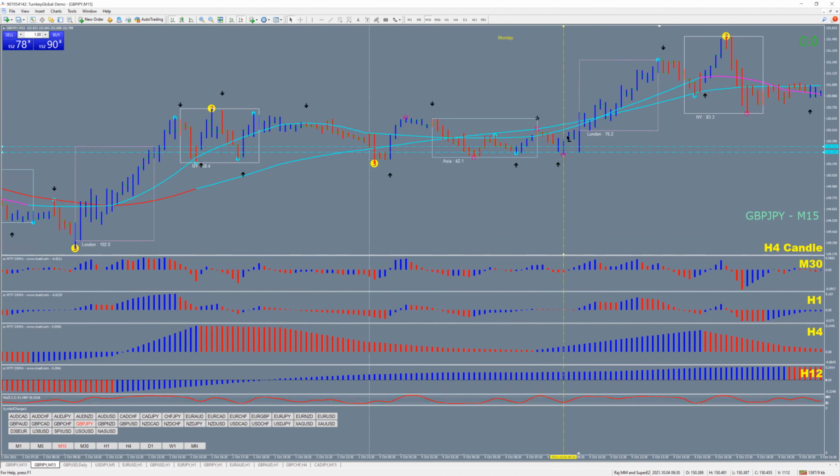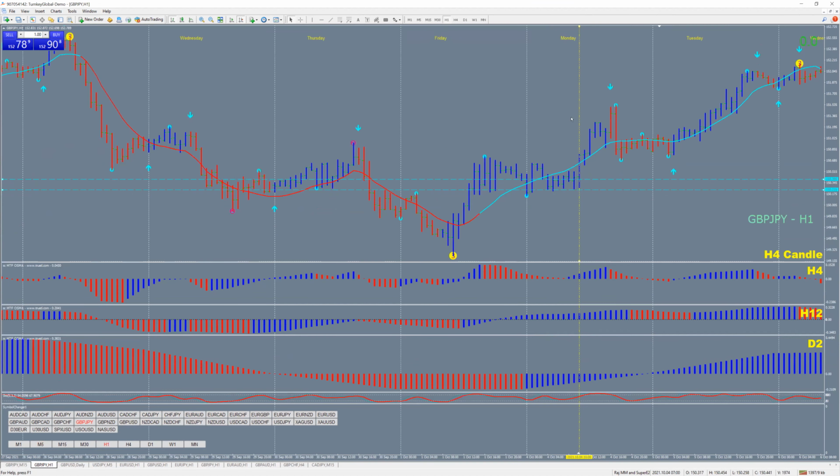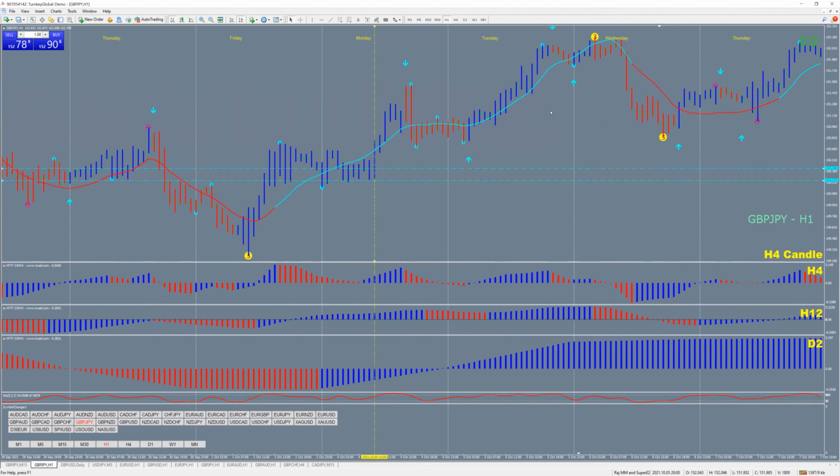Okay, so I have to take my entry on the 5 minute, because I don't have enough data. Okay, so here's my entry. Stop loss. 23 pips, too far. Entry. Okay, acceptable, 16 pips. I know my trade is on the 1 hour. Where's my exit, guys? Right here. You agree? Yes.